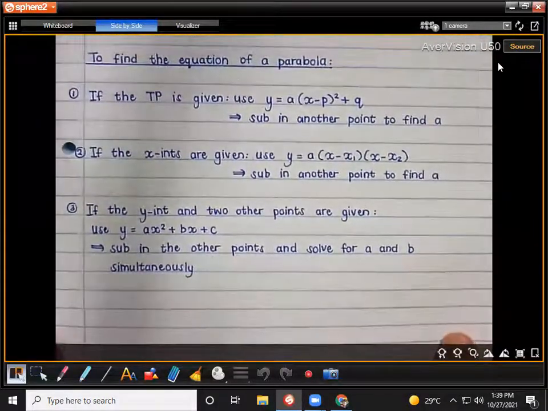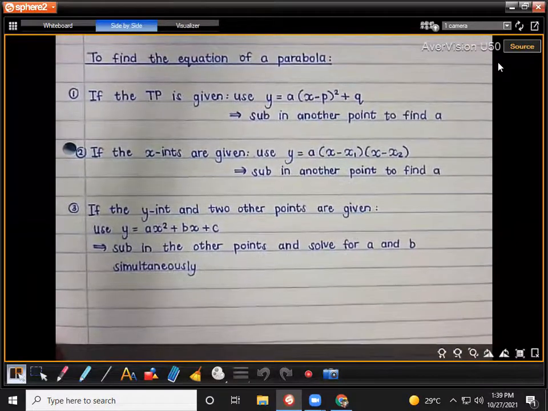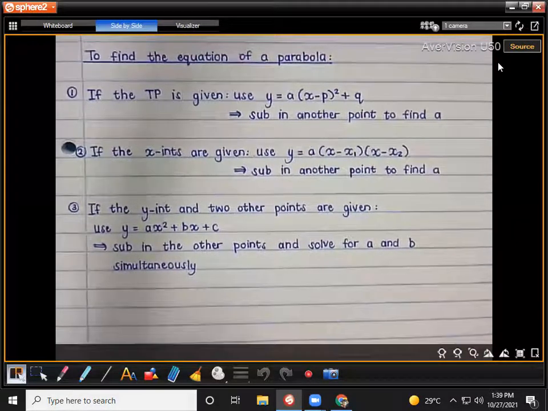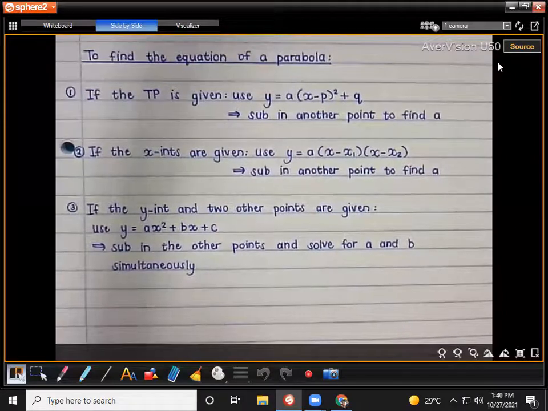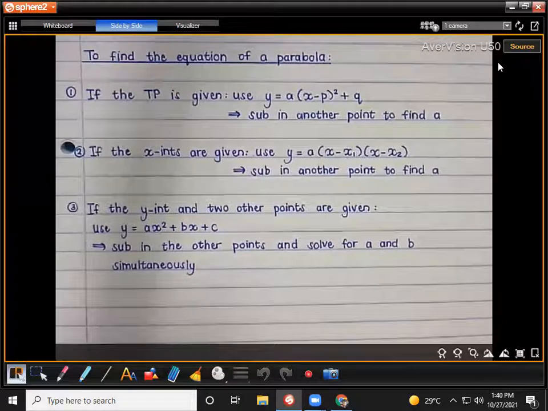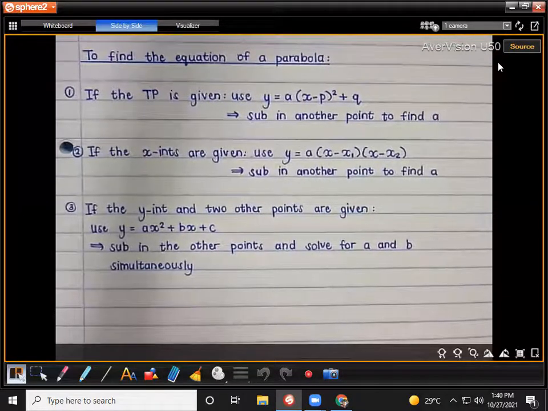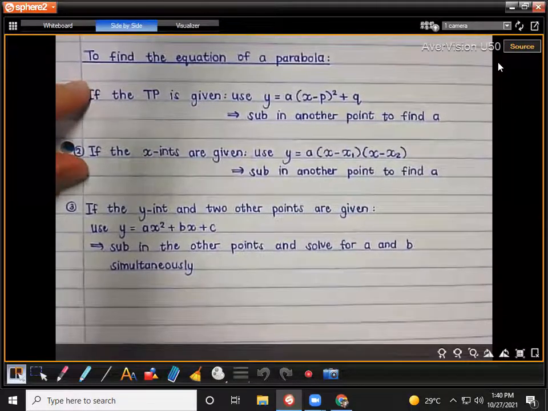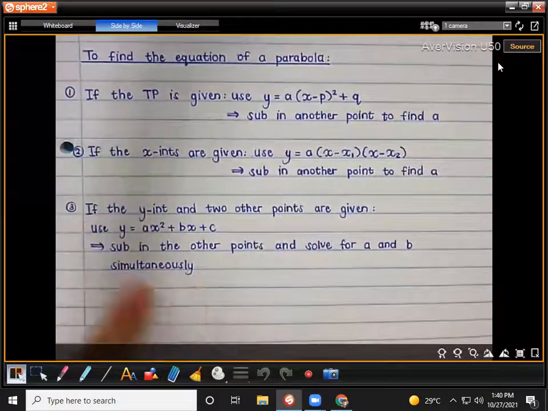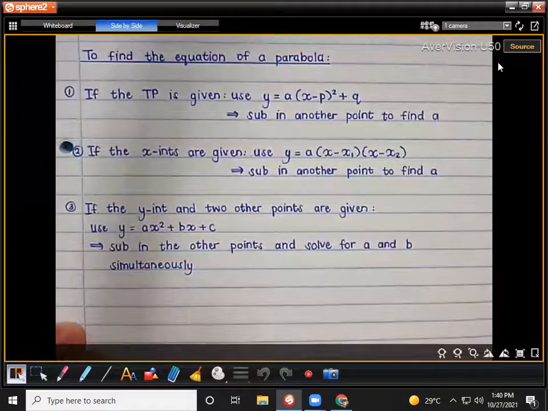To find the equation of a parabola, they can give you different types of information, and the information that they're giving you will tell you which form to use. So if they've given you the turning point, you're going to use turning point form. I'm sure that makes sense. If they've given you the x-intercepts, you're going to use x-intercept form. All right, so we're going to do an example of each of these. Once you've copied this down, we'll do an example of this third one tomorrow.